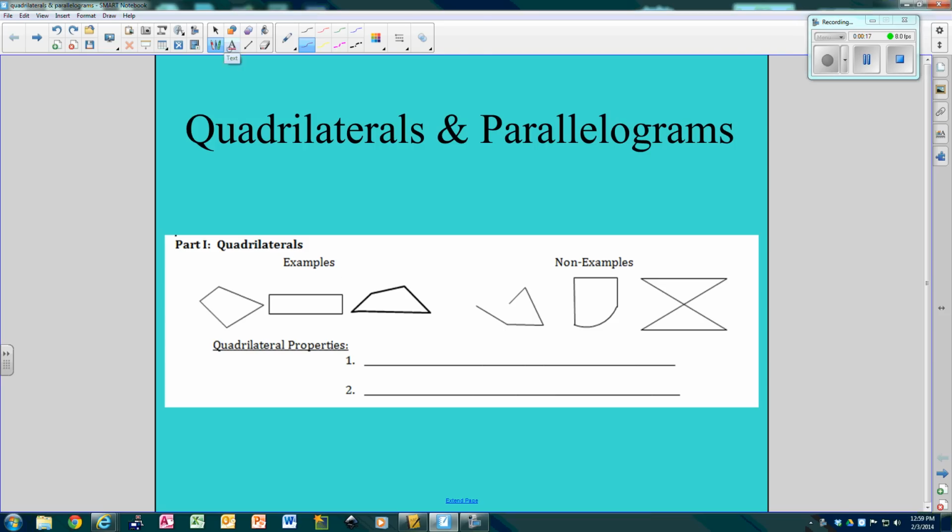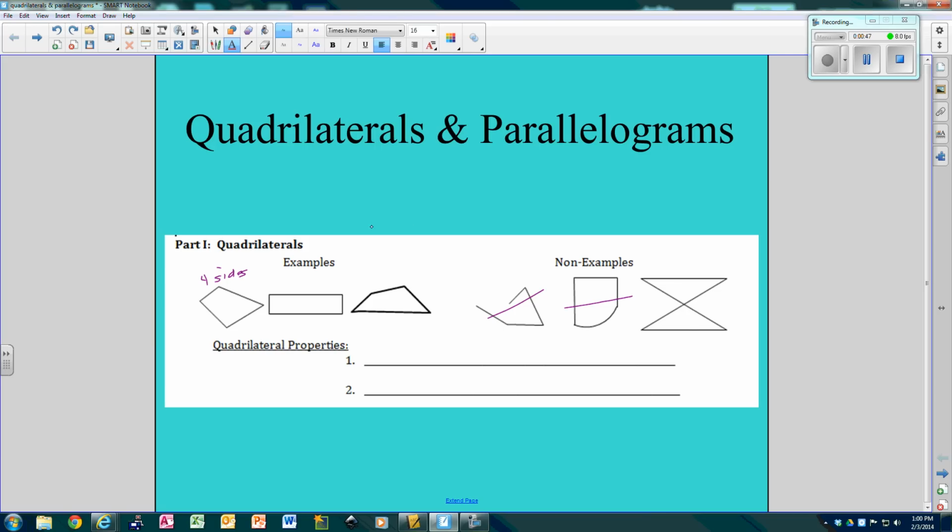So first thing we're going to talk about is quadrilaterals. Here are some examples. Notice they all have four sides. We've got four sides here, four sides on this one, four sides on this one, and then notice this, there's 1, 2, 3, 4 sides, but it's not closed, so not a quadrilateral. This one has 3 sides and a curve, not a quadrilateral. 1, 2, 3, 4, 5, 6 sides, not a quadrilateral.